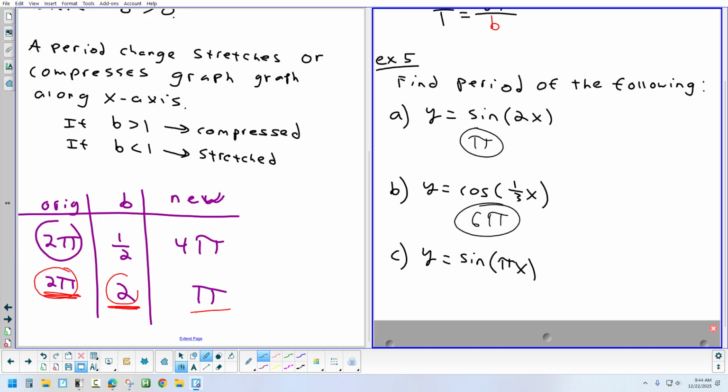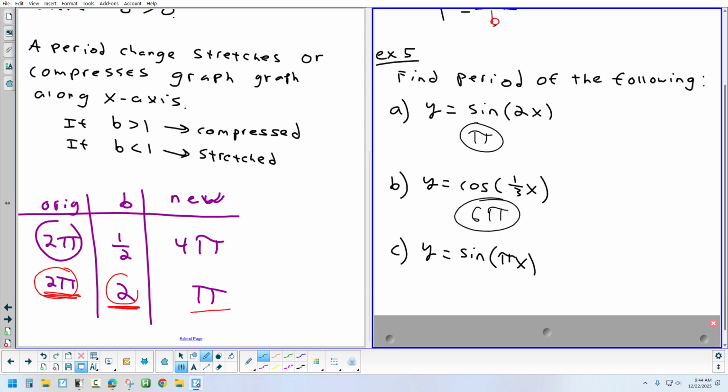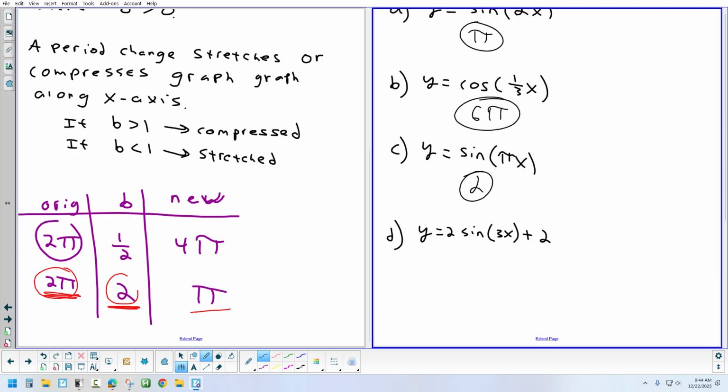How about c? What would be the period of sine pi x? Yep. 2. It would be the original period divided by b. In this case, original period divided by pi, which is 2. How about this one, d? What would be the period of that one?